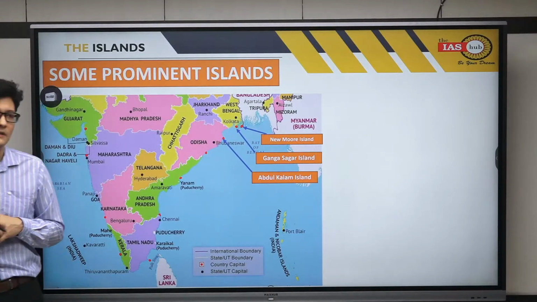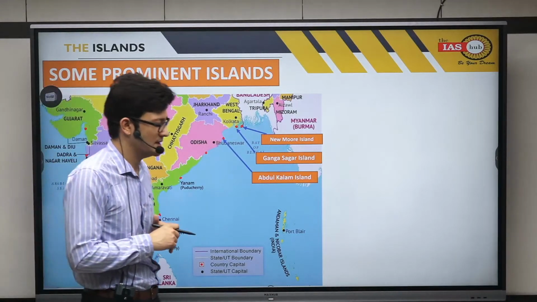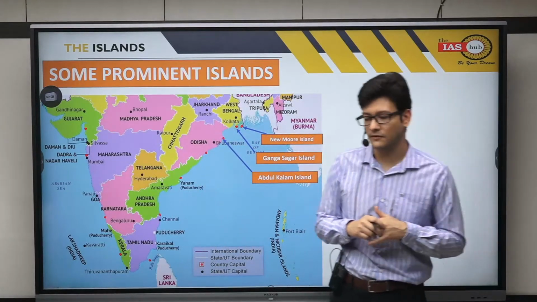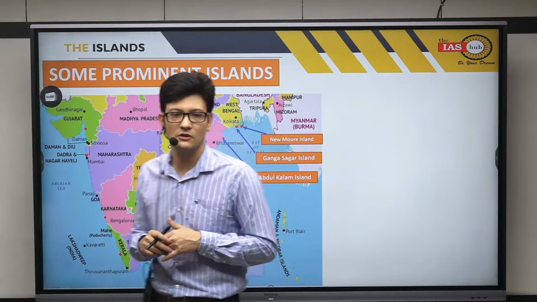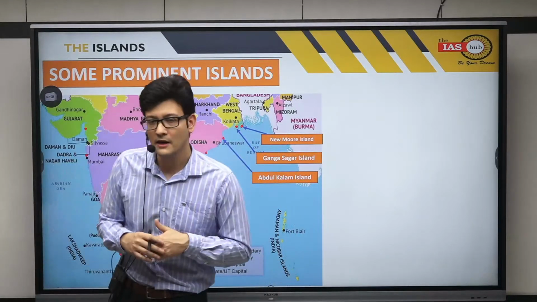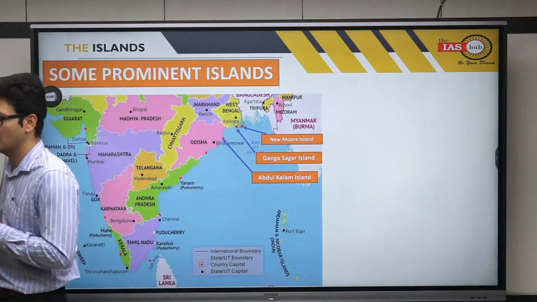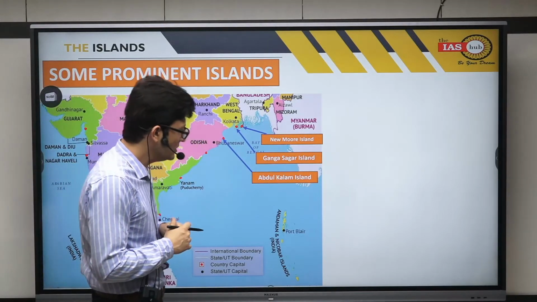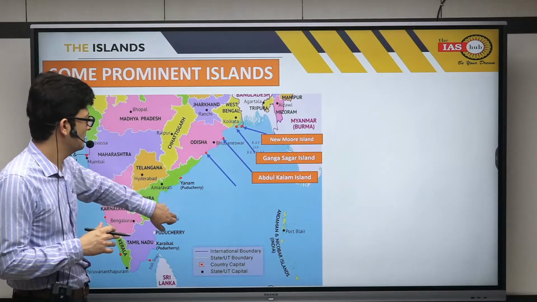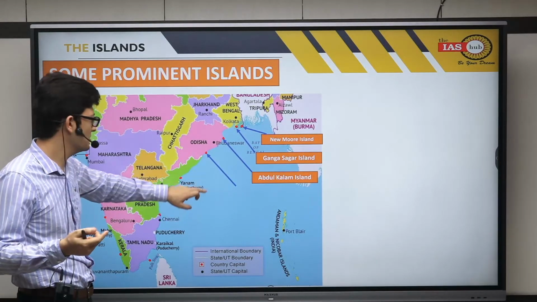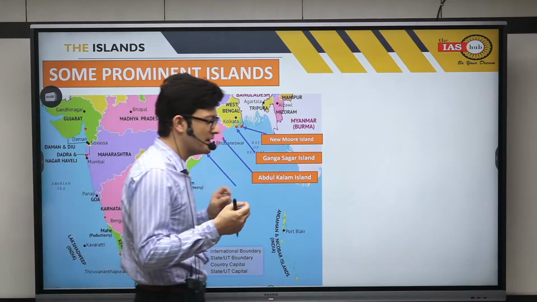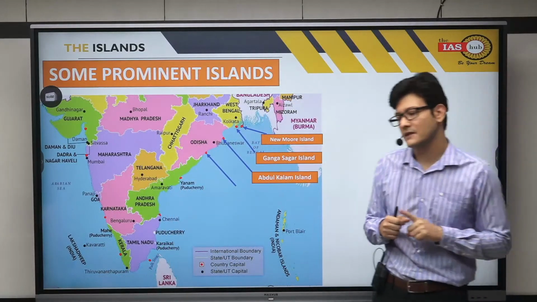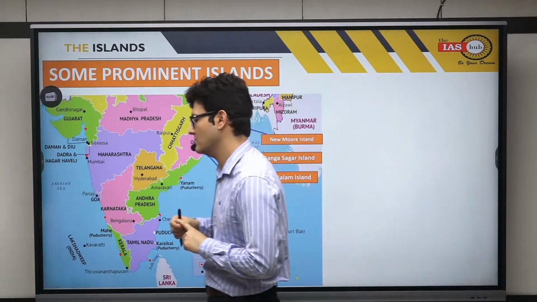There are only two tri-services commands present in India. One of them is the Strategic Forces Command, which is also present on Abdul Kalam Island. All the nuclear forces commands and everything are also present on Abdul Kalam Island. So various missile testing and everything also happens on Abdul Kalam Island. Some national parks are also present over here. If you are reading current affairs in recent times, Bhitarkanika National Park is also found here.